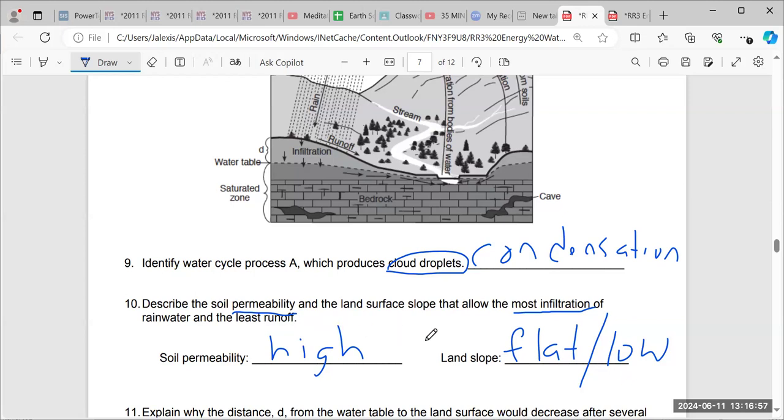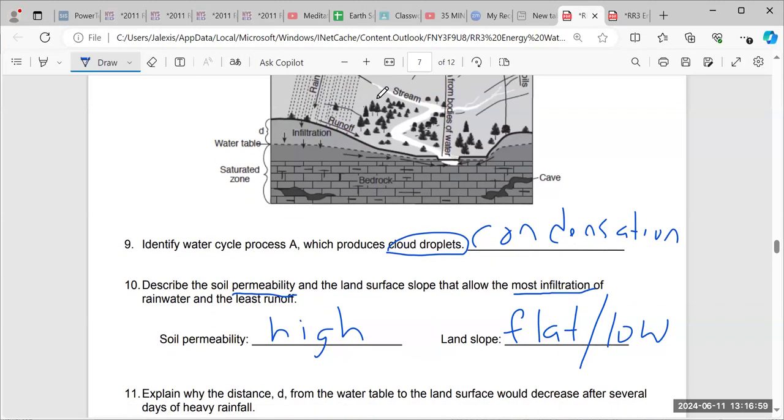So we want the circumstances where most of the water infiltrates into the ground. If your land is flat, you're going to get a lot of infiltration. If your land was steep, you would get more runoff because when it rains, the water would, instead of seeping into the ground, just flow downhill. All right. So that's the correct answer for number 10.